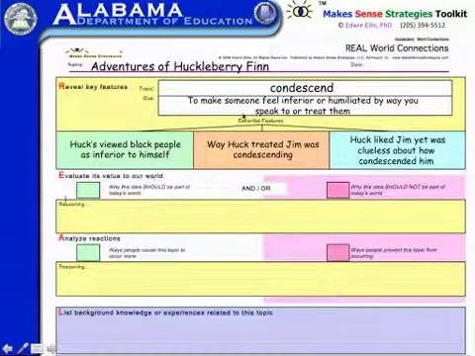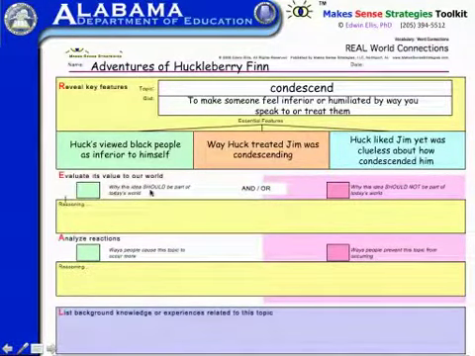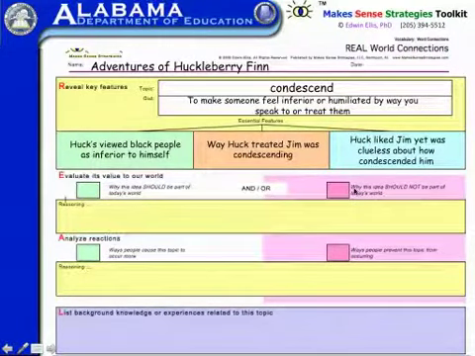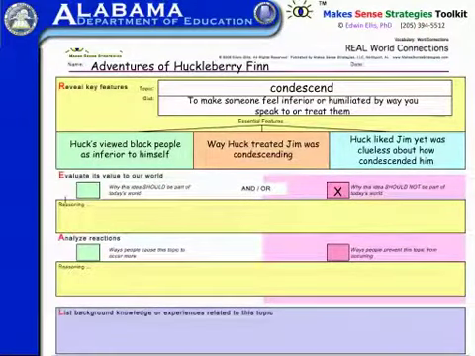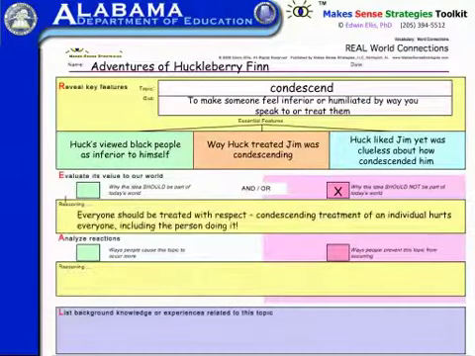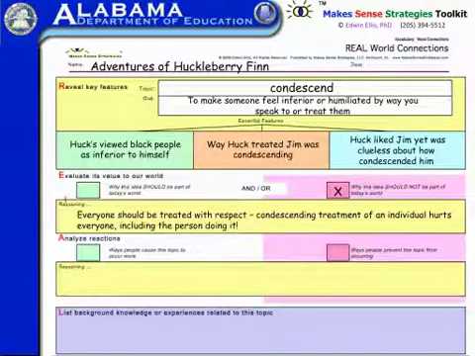So the next step of REAL is to evaluate its value to our world. And so we're going to look at this word condescend and make some judgments about whether this is something that should be part of today's world and/or should not be part of today's world. And so obviously condescending is not such a great thing, so our world would be better off if people didn't condescend. And so we'd give some reasoning behind the choice. Like everybody should be treated with respect. Condescending treatment of an individual hurts everyone, including the person doing it.